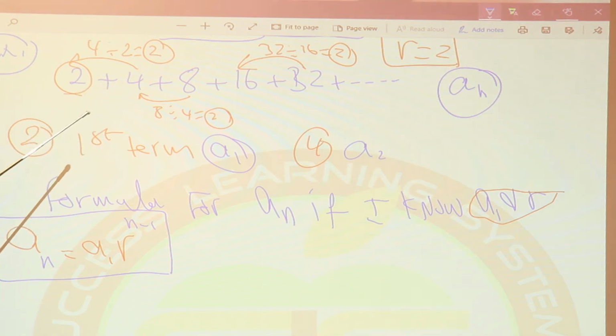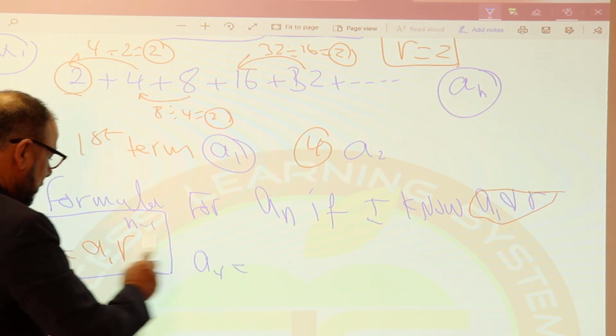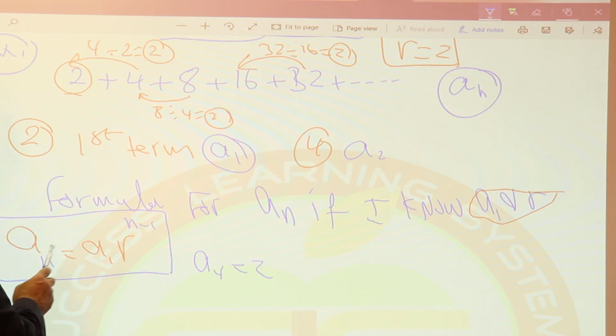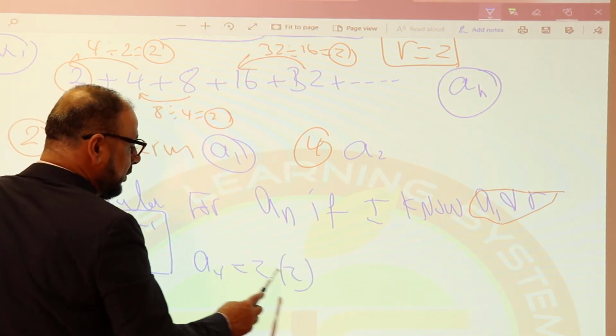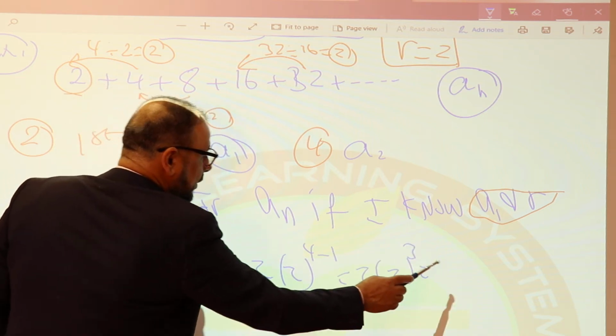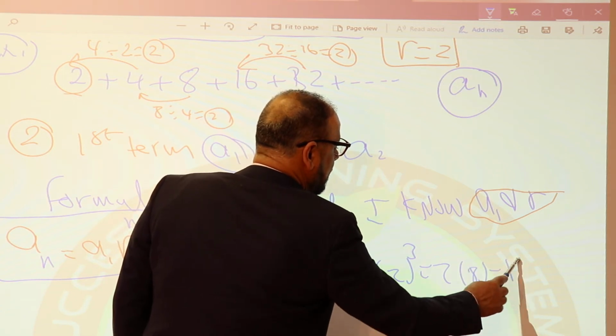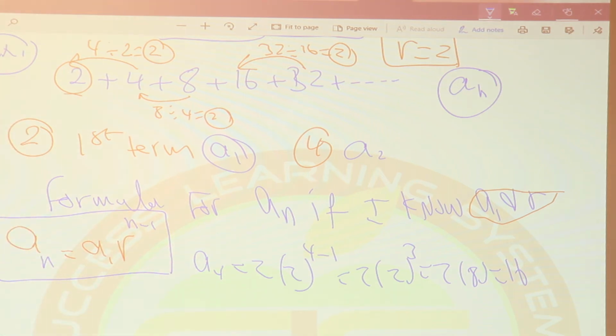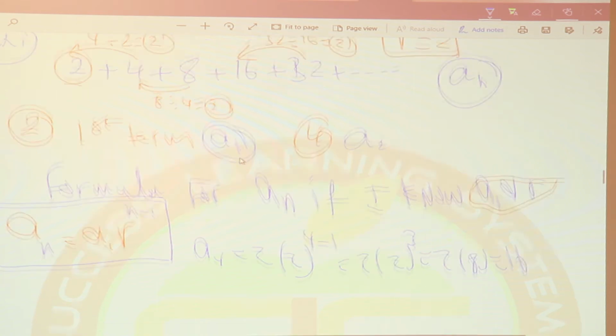Look here, if you're looking for the fourth term, 1, 2, 3, 4, A4 equals A1 times R to the power of 4 minus 1. A1 is 2, R is 2, so 2 times 2 cubed, 2 times 8, which is 16. So the fourth term is 16. Then this is the formula.